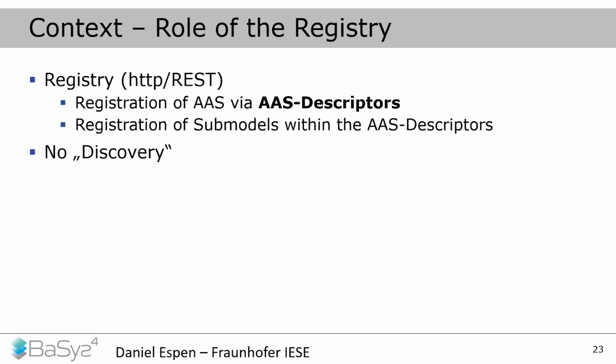In BaSyx, we have an implementation of a tagged registry where you can group your asset administration shells, for example, with tags like device, product, and so on. But still, if you don't know the ID of your asset administration shell and are looking for some criteria, then you would need another component that provides the capability to search for specific asset administration shells.